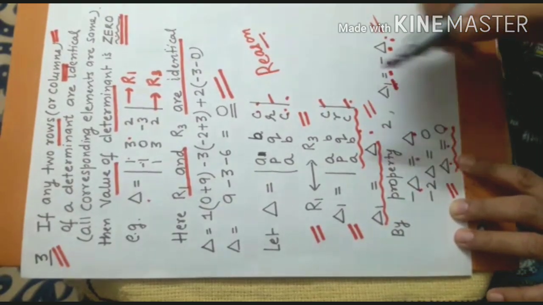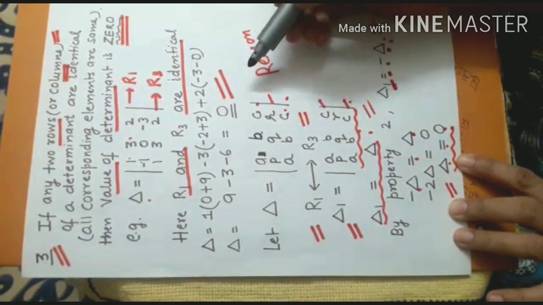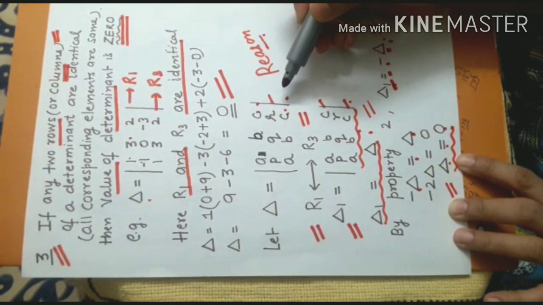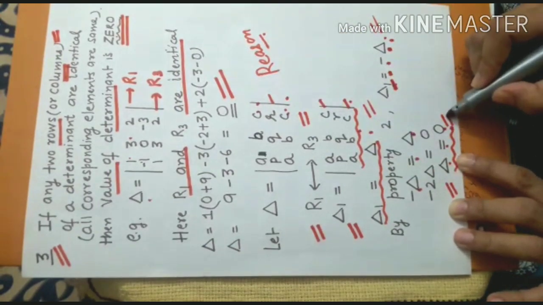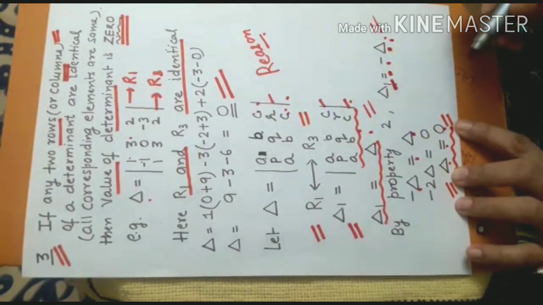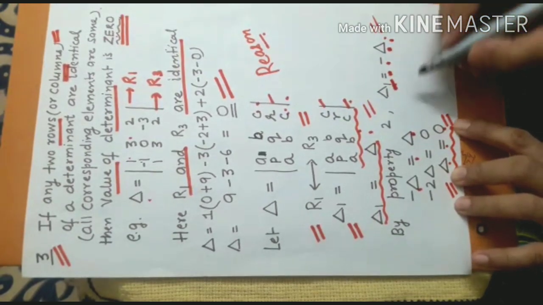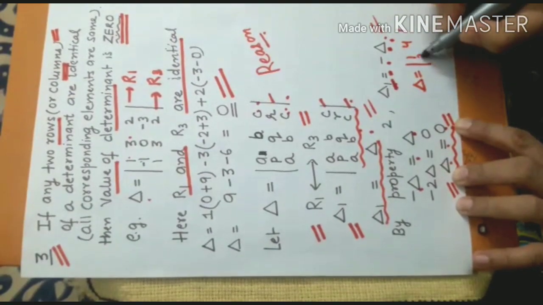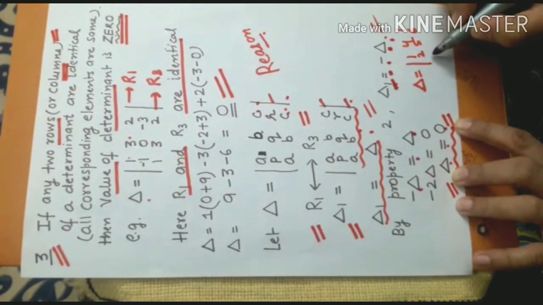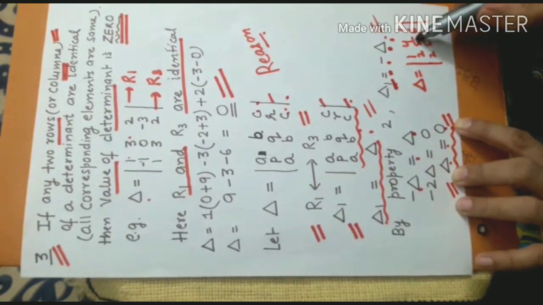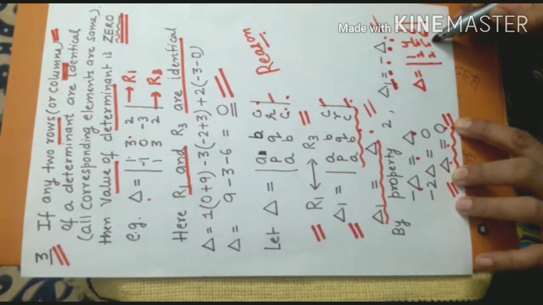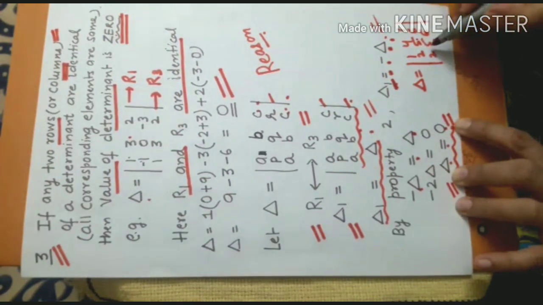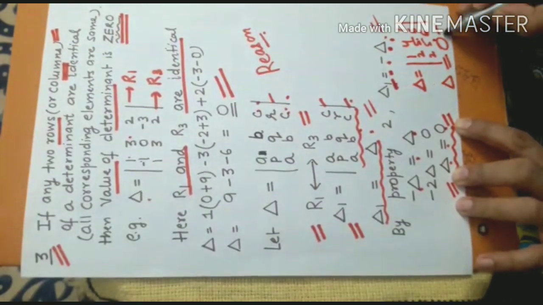So that means whenever two rows or two columns of a determinant are identical, then the value of the determinant is 0. That means if you come across a determinant like this, you can see here the second and third rows are identical. So without expanding the determinant, you can write that the value of this determinant will be 0.